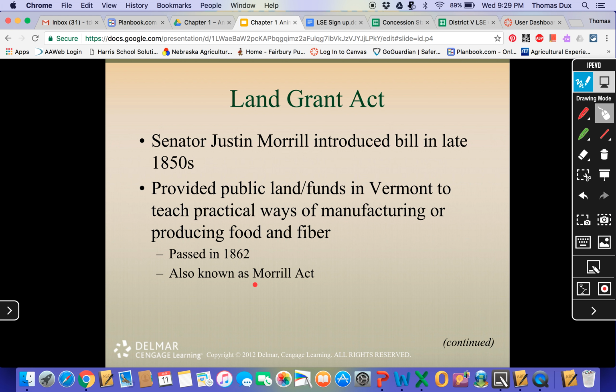All right? The reason why it's called the Morrill Act is because it was this Vermont senator, Justin Morrill, who introduced this bill in the late 1850s, later passed in 1862. But what this act did is provided funding. Okay, it was legislation from the federal level that provided funding for these colleges to be created that would teach practical ways of manufacturing and producing food and fiber.